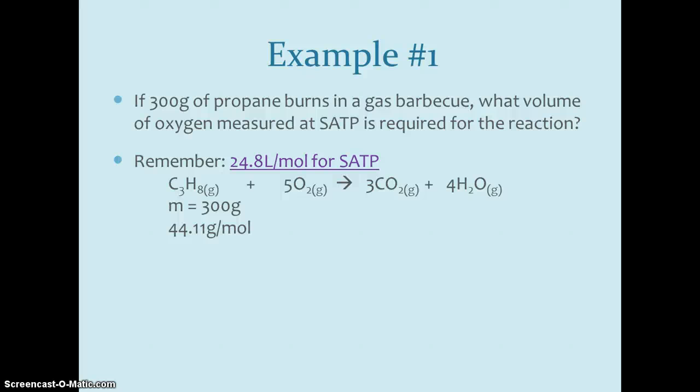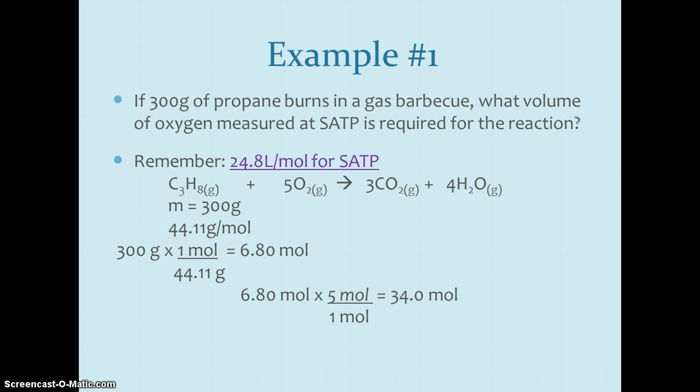We start off with the balanced chemical equation, and here we've got 300 grams of propane, and we've also calculated here the molar mass of 44.11 grams per mole. We then convert that into moles using our molar mass ratio. We then use our mole-to-mole ratio of 5 to 1 in order to find that we in fact are using 34 moles of oxygen. Now, each one of those moles uses 24.8 liters, and so that comes to a total of 843 liters of oxygen that will need to be consumed.